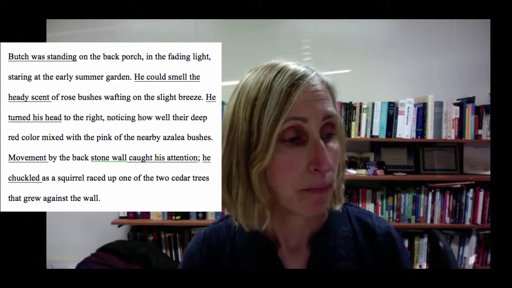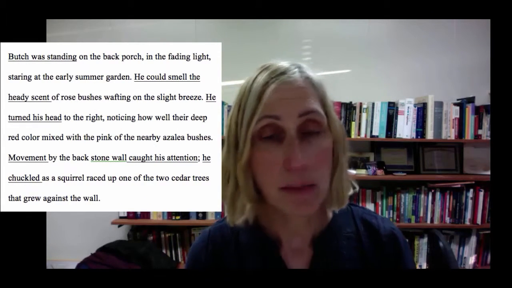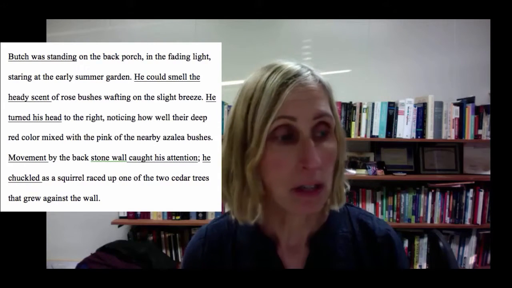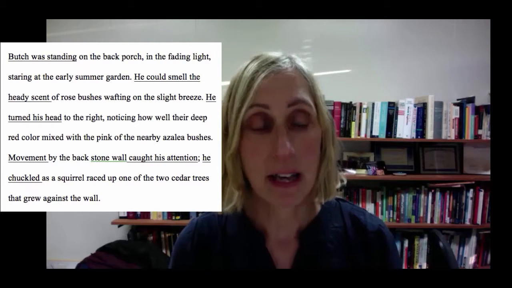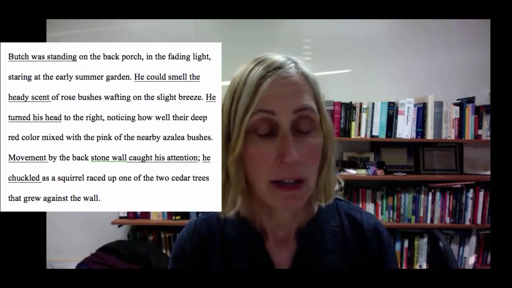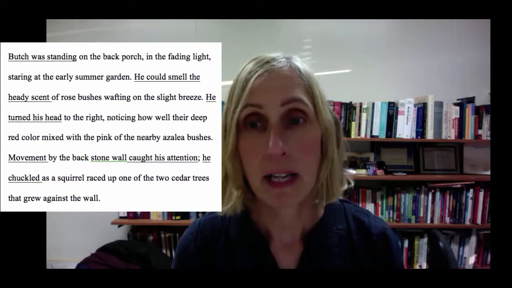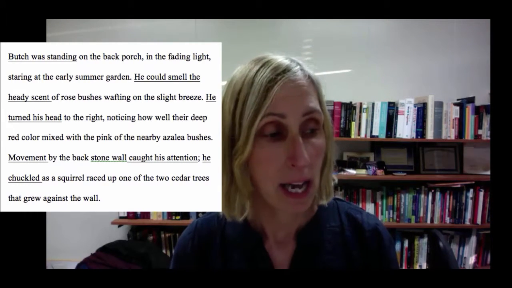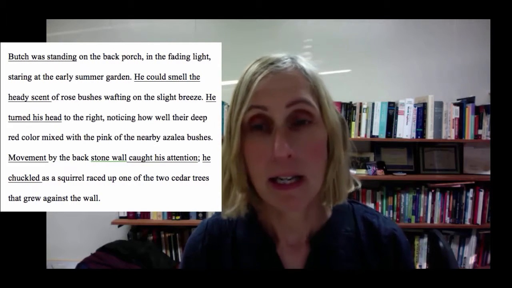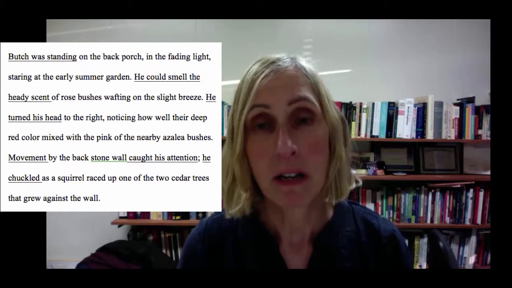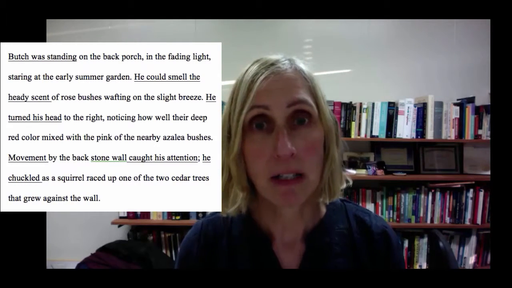So let's take a few sentences where we're just going to strip them down to the subject verb core. Butch was standing. He could smell the heady scent of rose bushes. So he, subject, could smell, verb, direct object is the heady scent of rose bushes. He turned his head. He, subject, turned, verb, his head, direct object. And lastly, movement caught his attention. The subject there, movement, the verb caught, his attention, direct object.